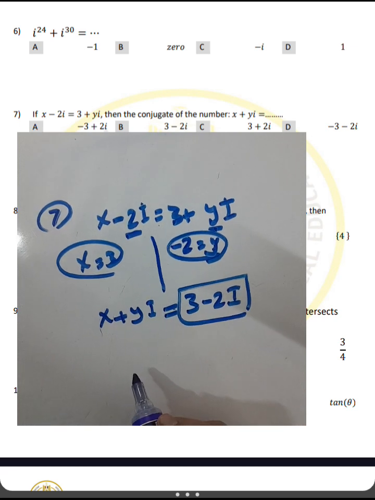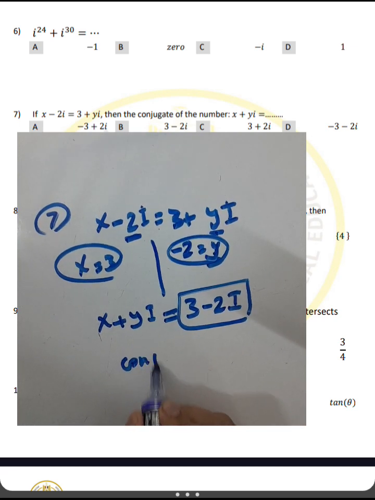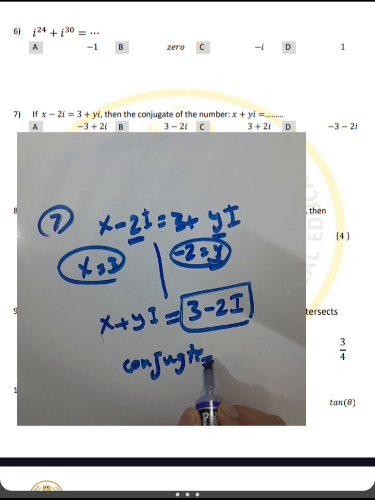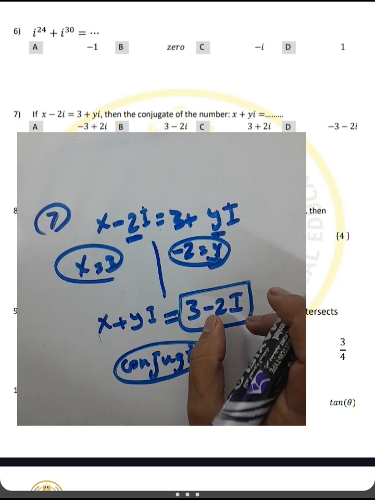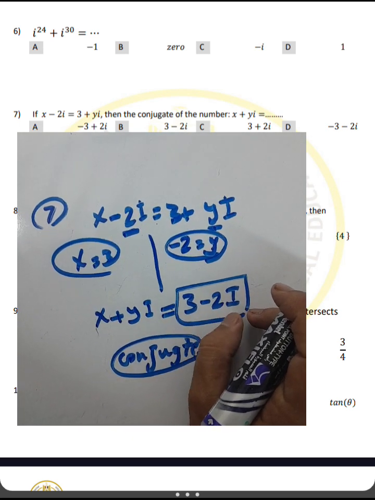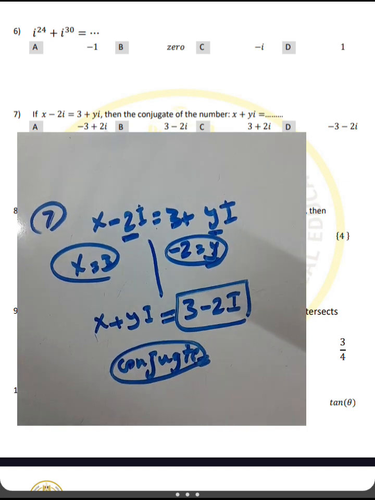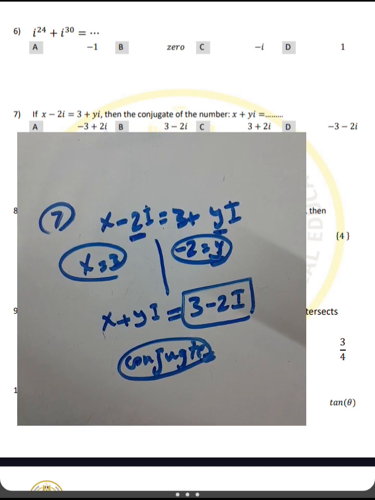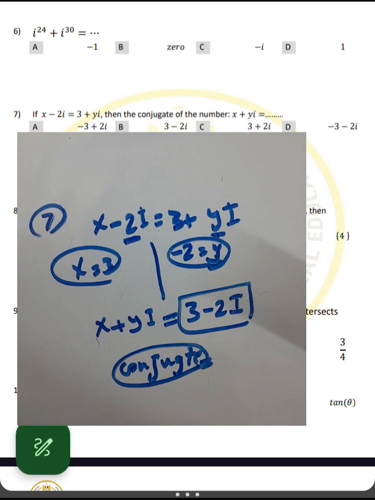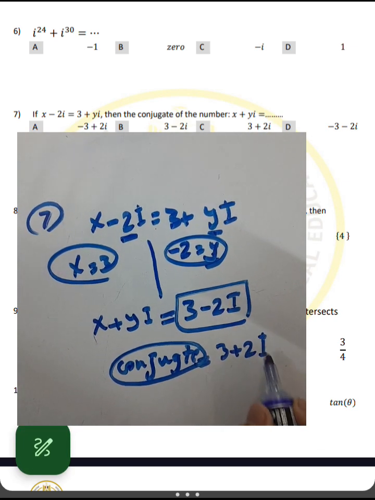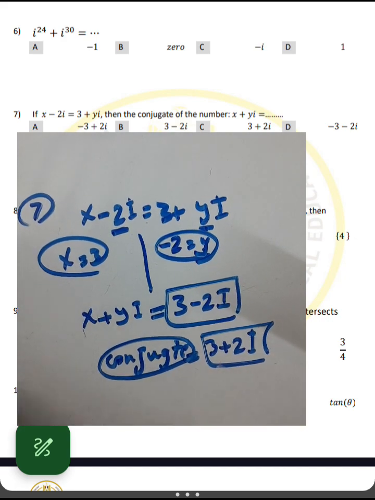Okay, you want to find what? The conjugate. For this, you must change the sign of the imaginary part. The imaginary number here, negative 2, will become positive. The result will be 3 plus 2i. Question 7, choose the letter. Change the sign, it will be 3 plus 2i. Okay, the result will be 3 plus 2i.